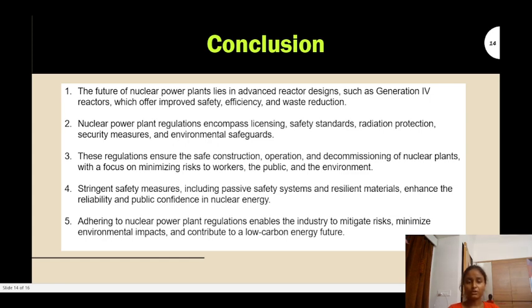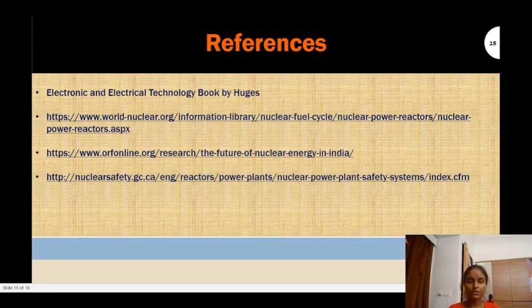Stringent safety measures, including passive safety systems and resilient materials, enhance the reliability and public confidence in nuclear energy. Adhering to nuclear power plant regulations enables the industry to mitigate risk, minimize environmental impact, and contribute to a low carbon energy future. For the references, we have the electrical and electronic books by Hughes and some of the mentioned sites.